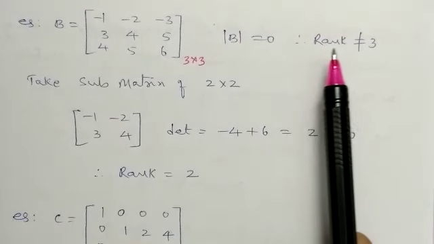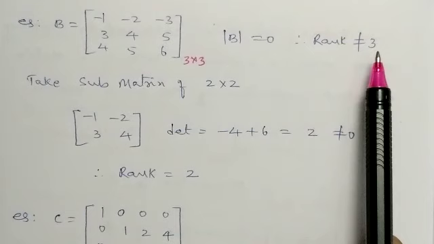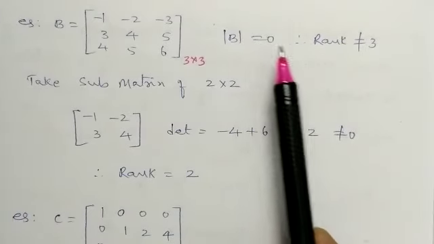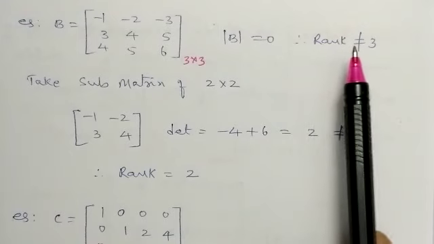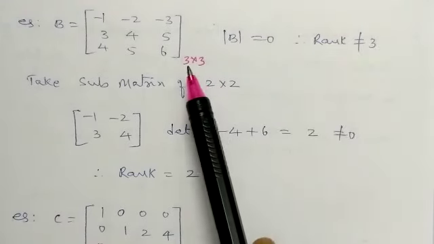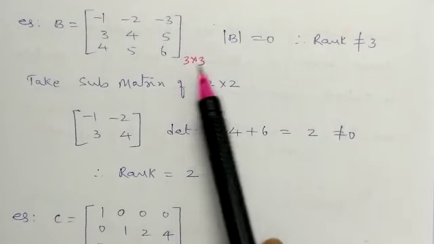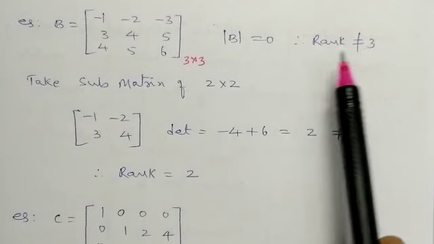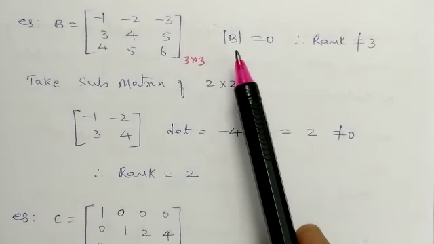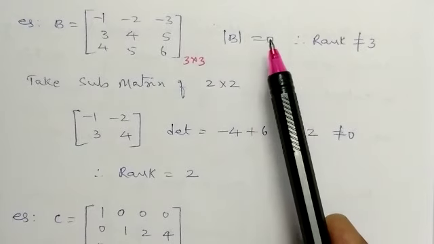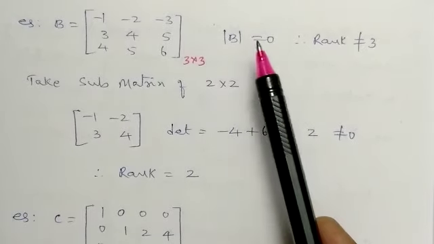So, rank is not equal to 3. If det is 0, rank is not equal to 3. Because what is the order here? 3. It cannot be equal to 3. You need a submatrix whose det is not equal to 0.